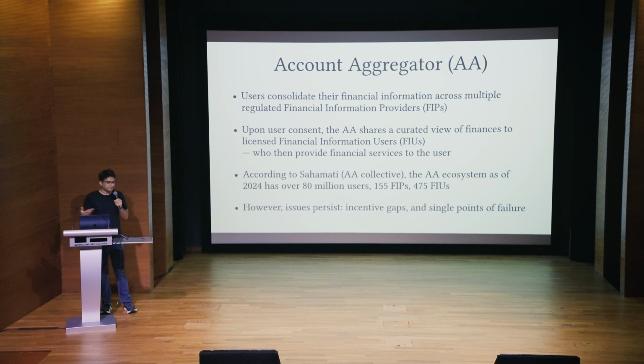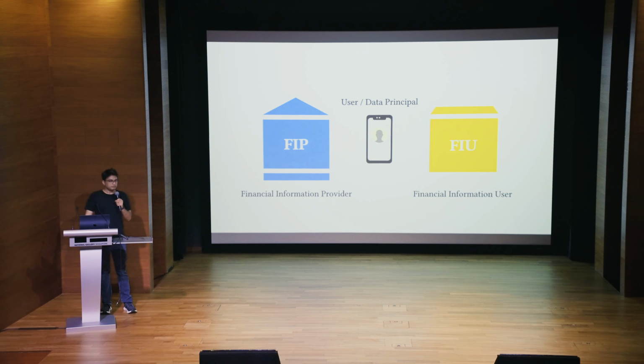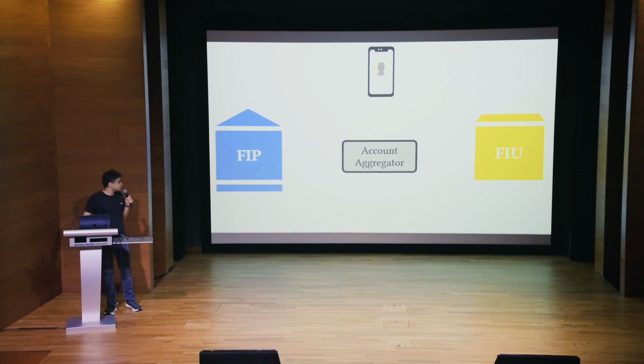But we claim that there are some issues that still persist in terms of gaps and incentives, and particularly there's a single point of failure problem that we identify. So these are the actors involved. There's a financial information provider, or FIP, a user, or a data principal, and a financial information user, or FIU. And where they sit in the ecosystem is something like this. There's an account aggregator that coordinates all of their actions.